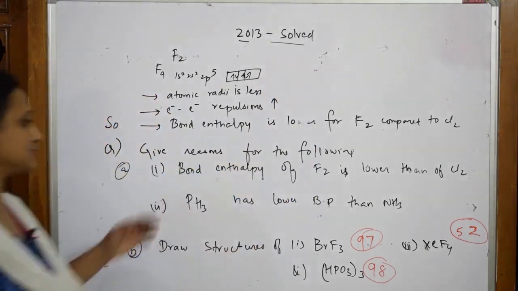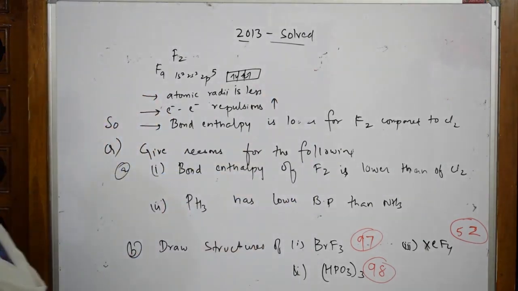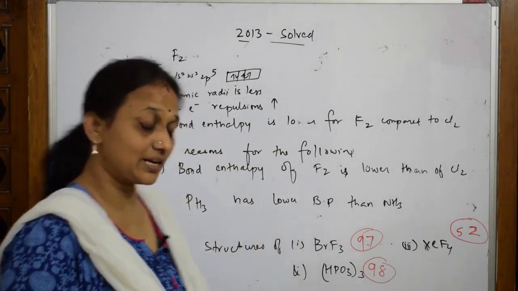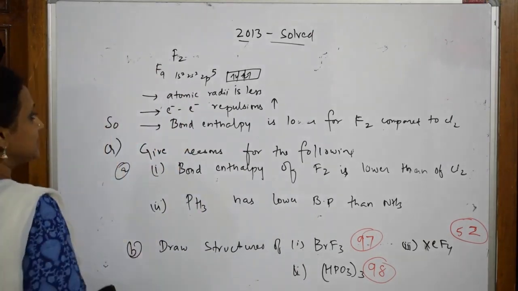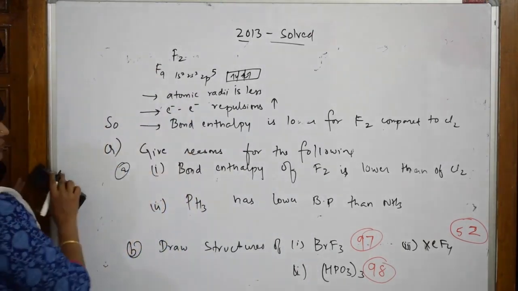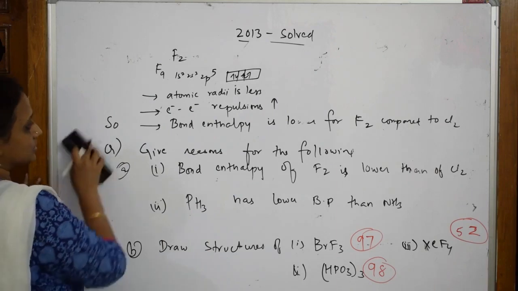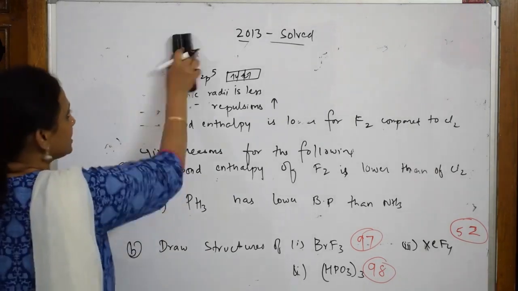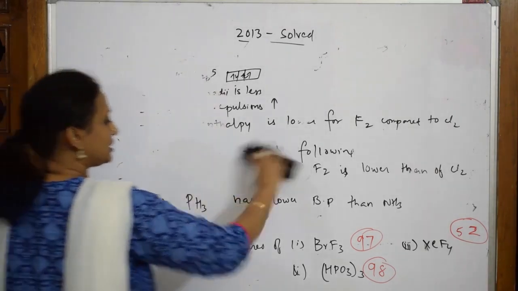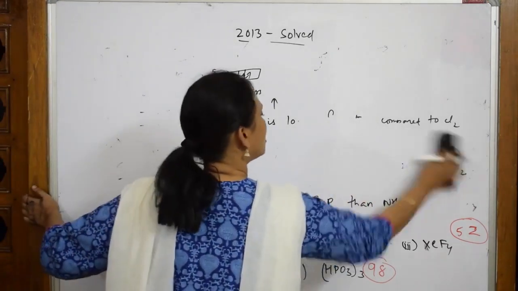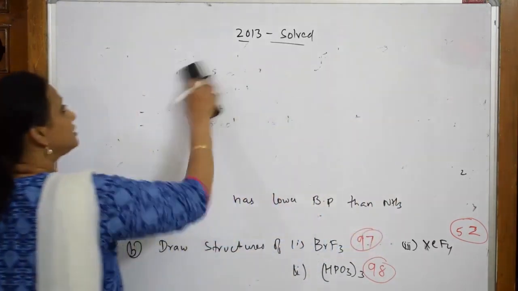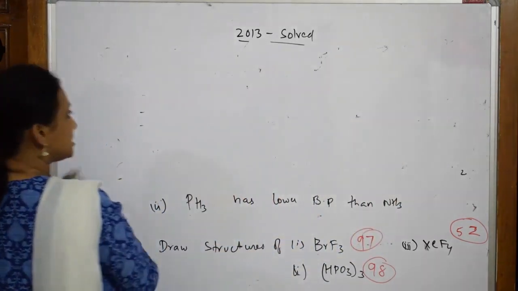Yes, let's come back and see. PH3 has a lower boiling point than NH3. Okay, I did this video. I'll be again writing the keywords. Let us erase this part of the board and then come back to that question. Okay, what did they give me? They've given me PH3 has a lower boiling point than NH3. So what is the difference between PH3 and NH3?